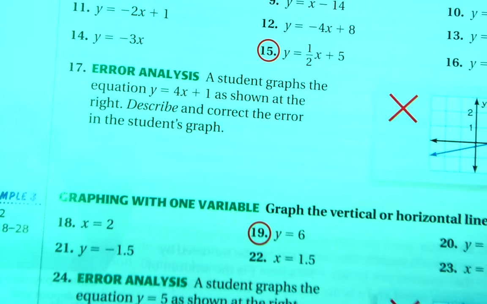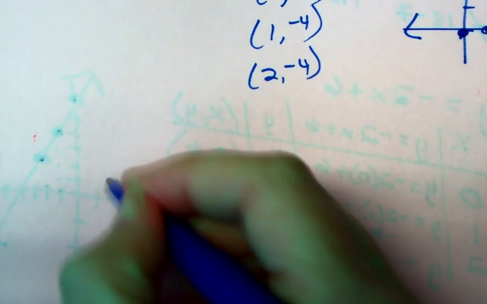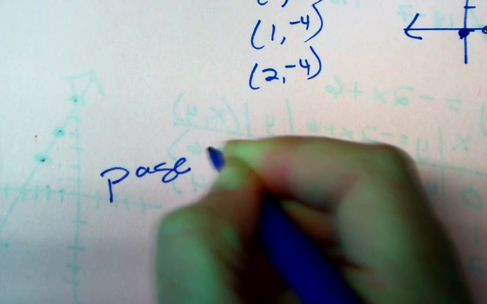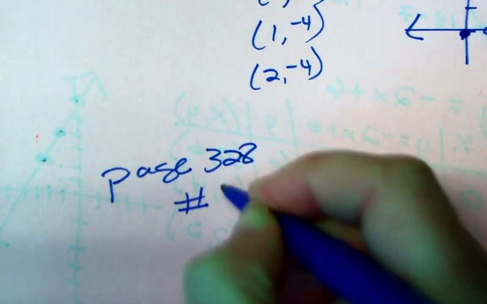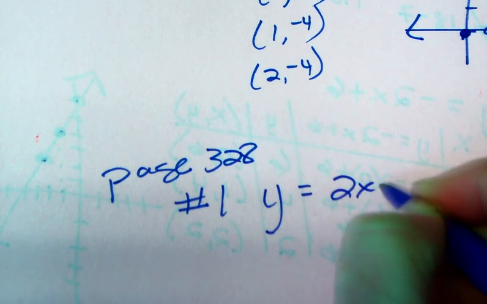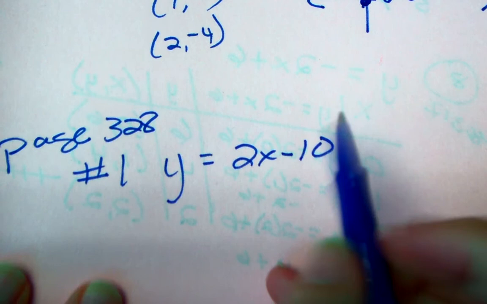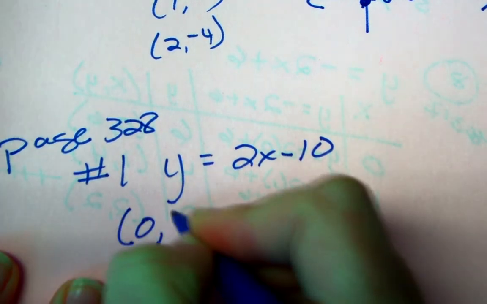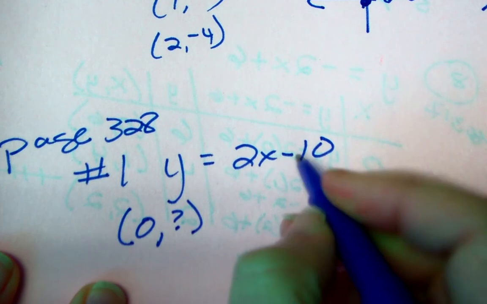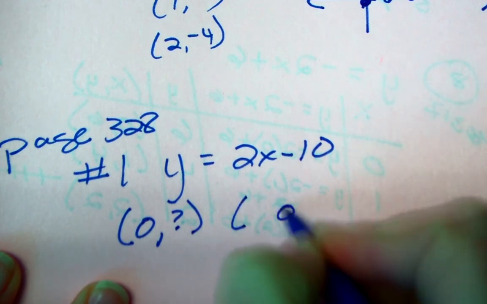So just a few more problems on page 328. So page 328, number 1. It's asking you to find your x and y intercepts. So you only need 2 points to define a line. So I'm going to plug in 0 for x to get my y value. And then I'm going to plug in 0 for y and get my x value.